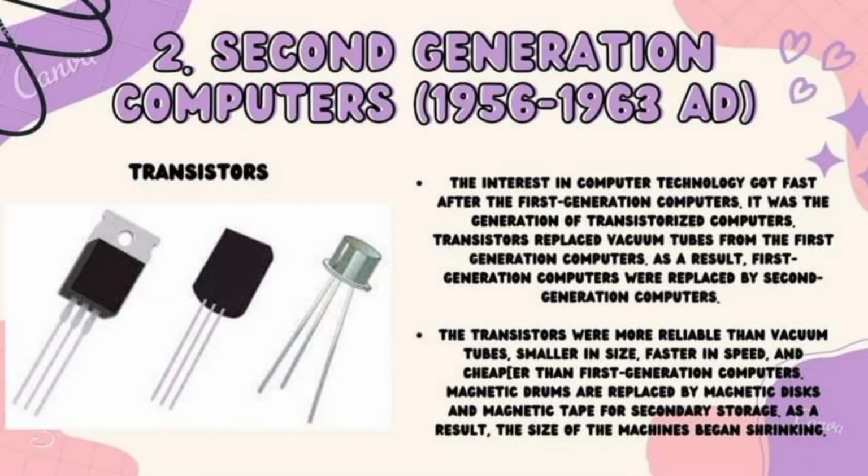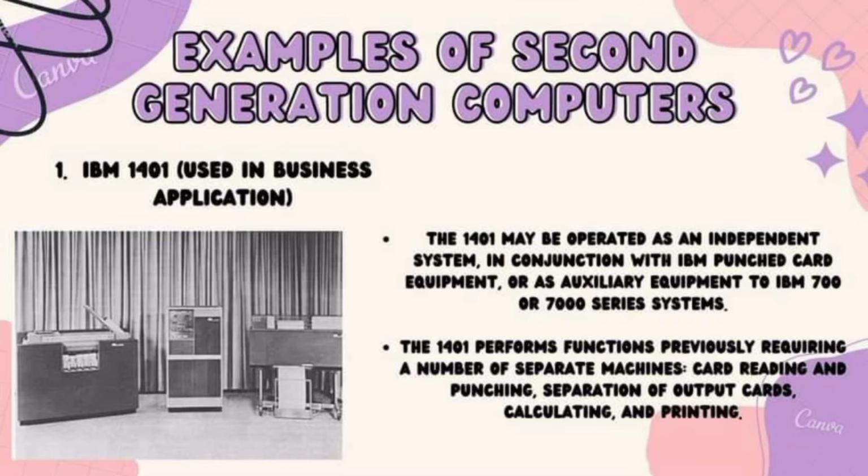Second generation computers, 1956 to 1963, the transistors. The interest in computer technology grew fast after the first generation computers. It was the generation of transistorized computers. Transistors replaced vacuum tubes from the first generation computers. As a result, first generation computers were replaced by second generation computers. Examples of second generation computers: first, the IBM 1401, used in business applications.